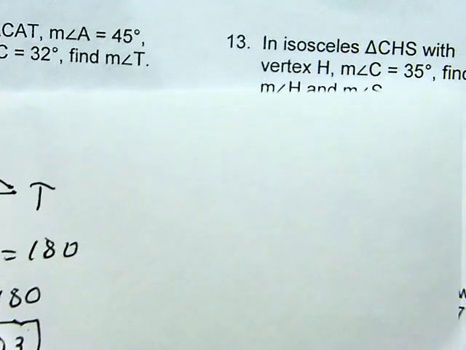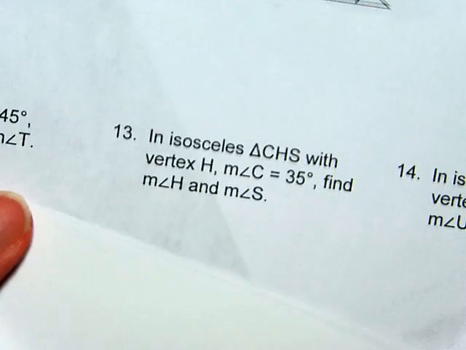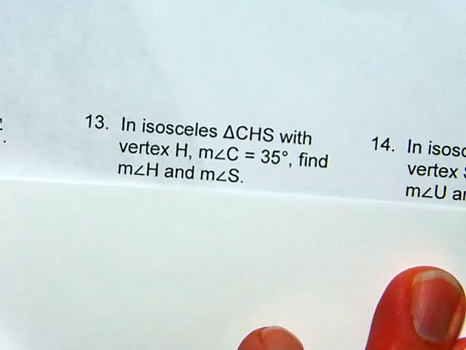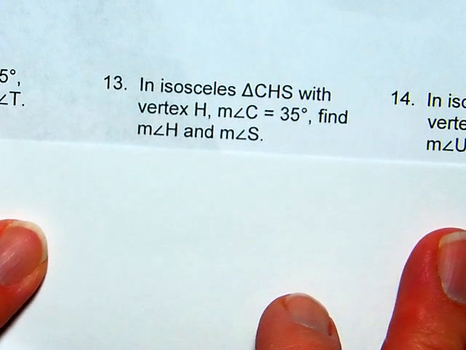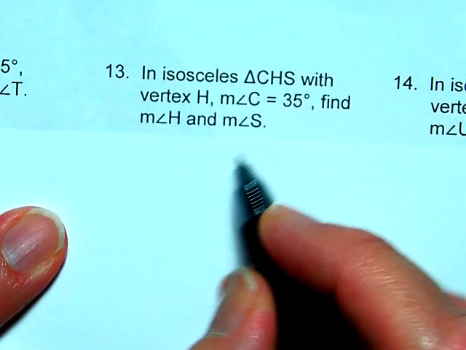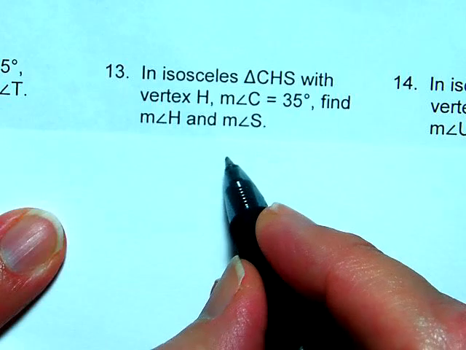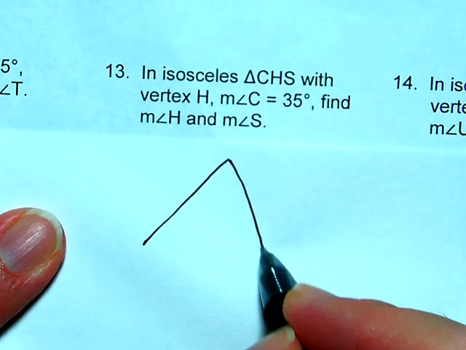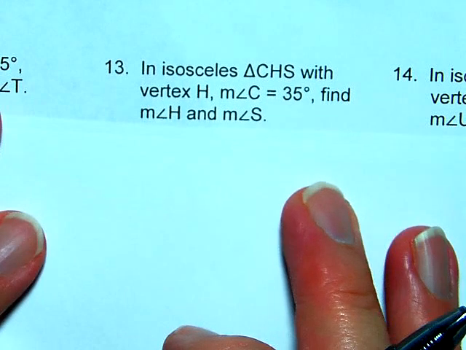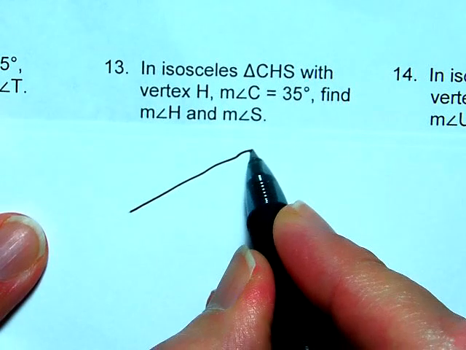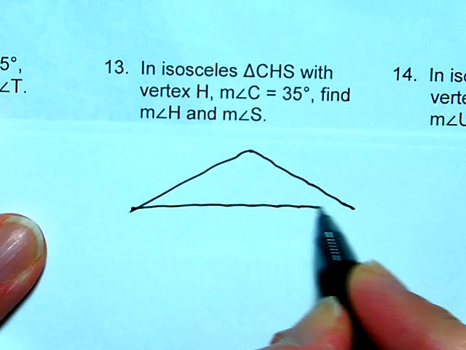Number 13, an isosceles triangle CHS with vertex H. Okay, the measure of angle C is 35. So we're going to have to make sure we draw this correctly. The vertex H, well, let me draw something that really looks like an isosceles triangle. Okay, that really looks like one.